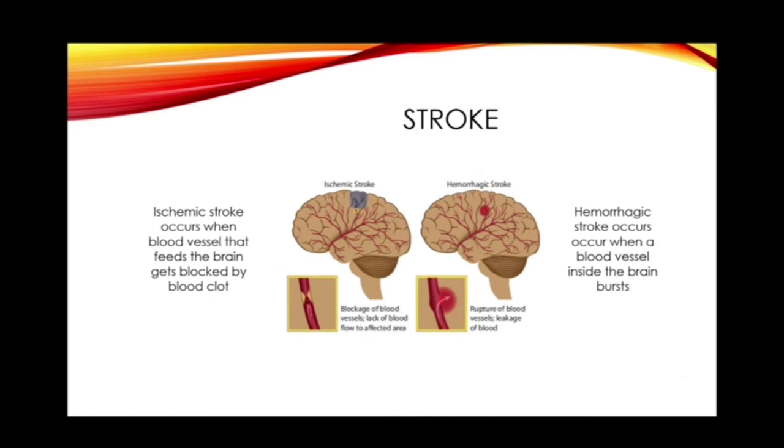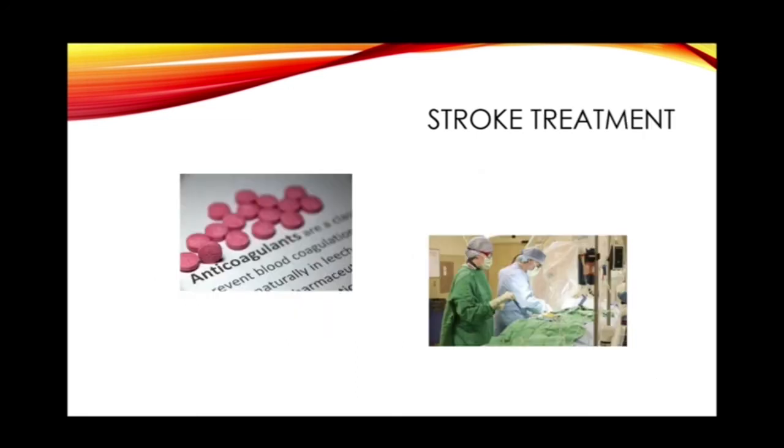Hemorrhagic stroke occurs when a blood vessel inside the brain bursts because of high blood pressure and causes hemorrhage inside the brain. For now, there is no cure that can directly cure both ischemic and hemorrhagic stroke, but the doctor will suggest the patient consume anticoagulant medicine or do surgery to prevent the stroke from getting worse.